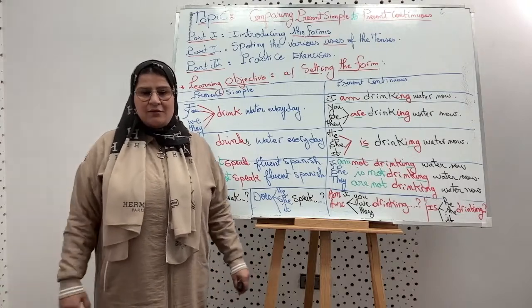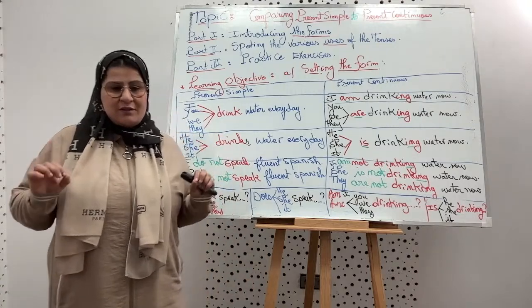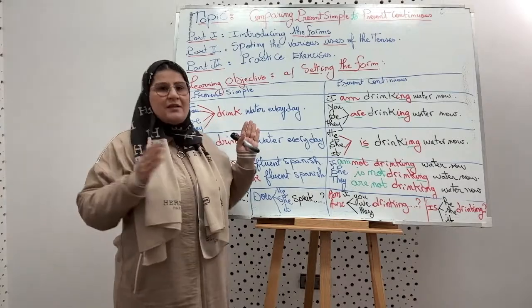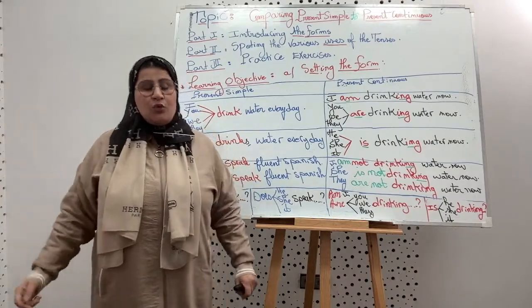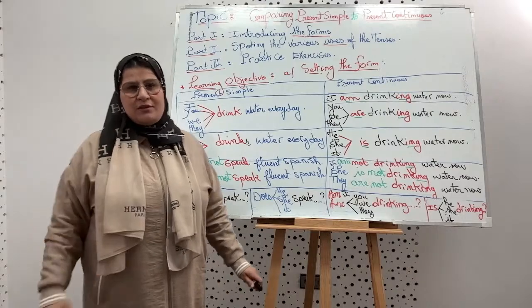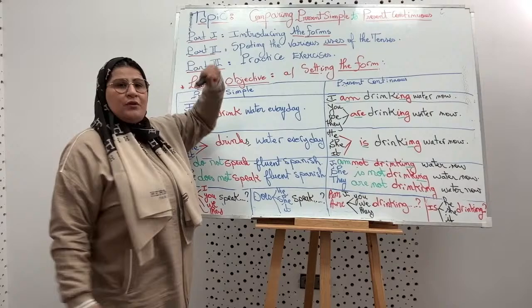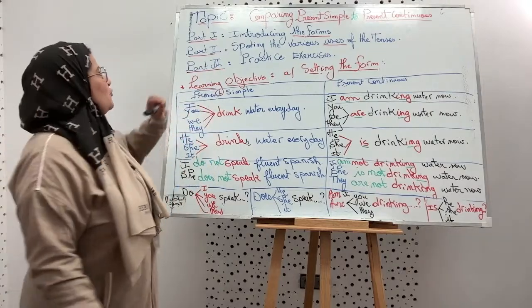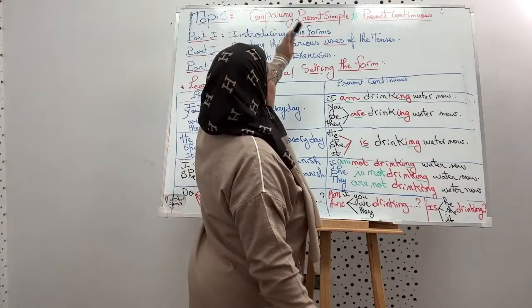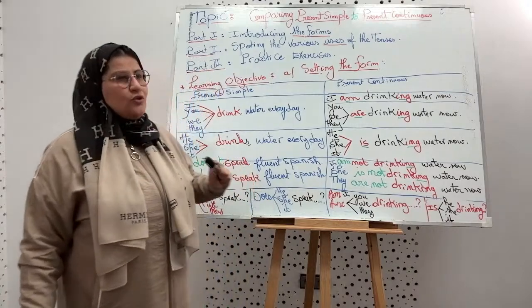In this lesson, we will spot the differences between present simple tense and present continuous, which is also called the present progressive. Let's get back to work. Okay, our topic for today is mainly concerned with comparing present simple to present continuous.